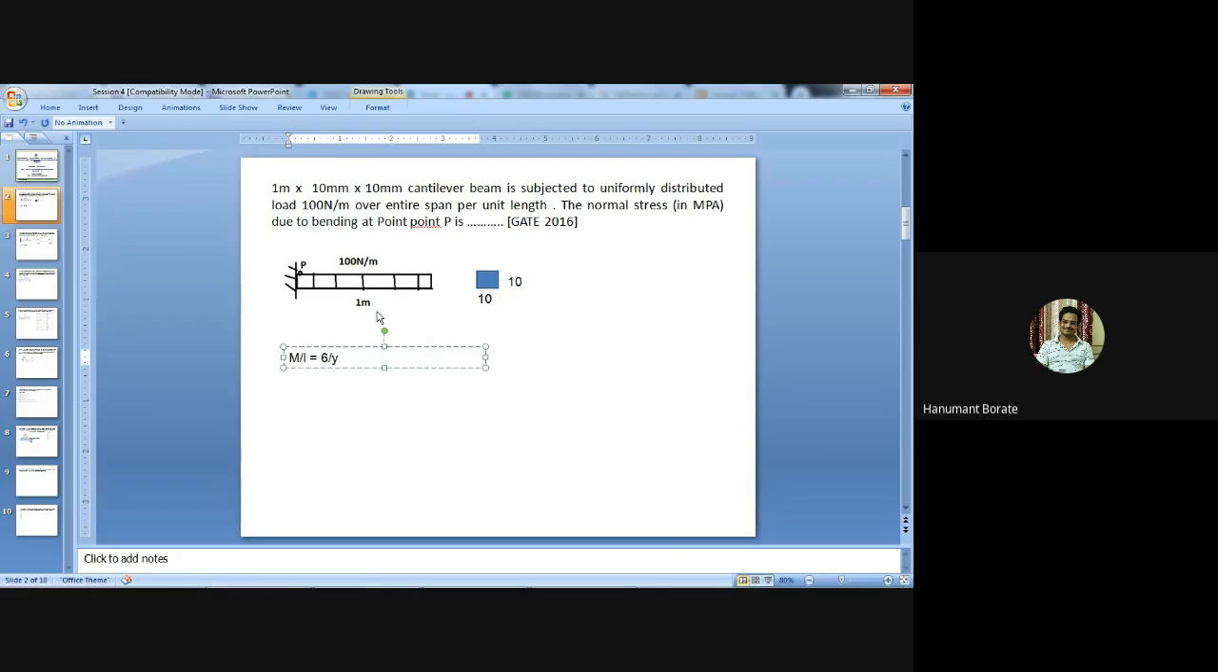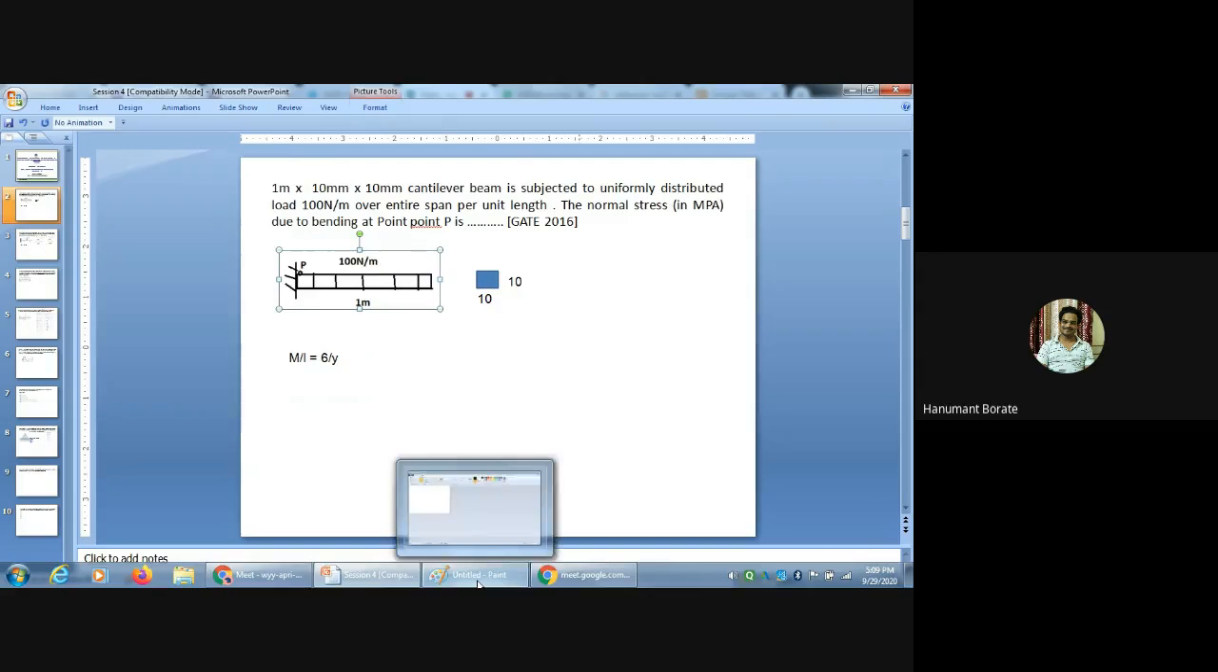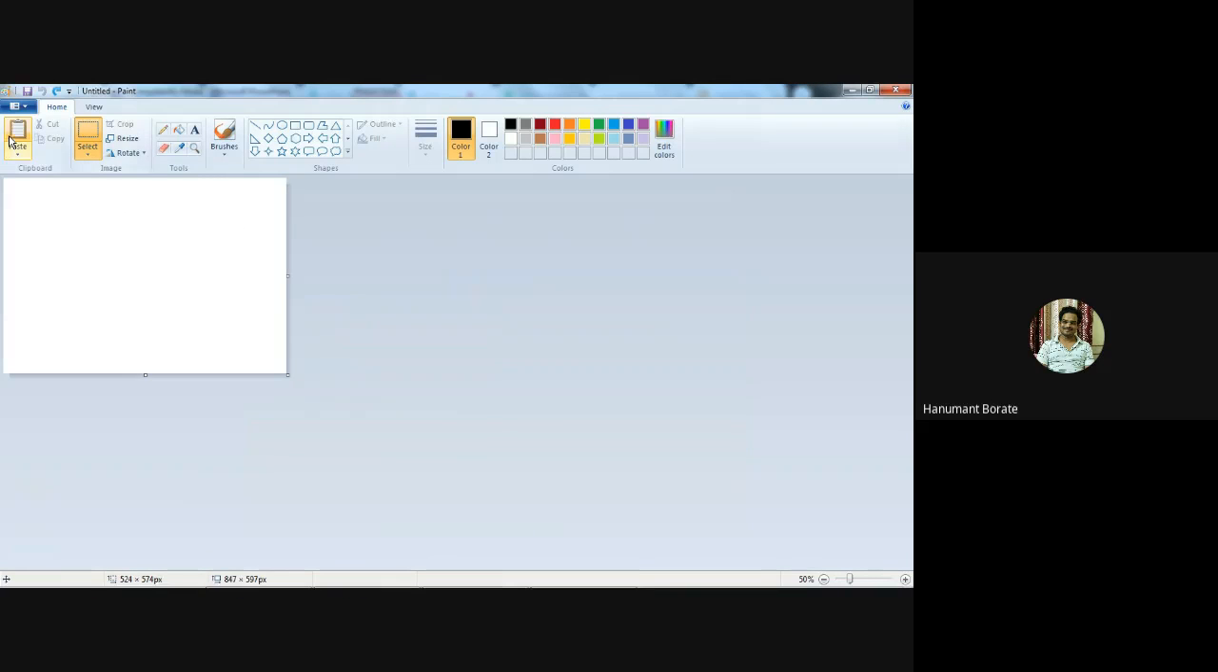Here in this problem, we need to find out the bending stress at the top fiber, and we have gone through the flexure formula, or we can say the bending stress formula, M by I equal to sigma by y. Now we need to calculate the maximum bending moment, that is M. So how to calculate the maximum bending moment? If we draw the free body diagram, easily we will get the bending moment.